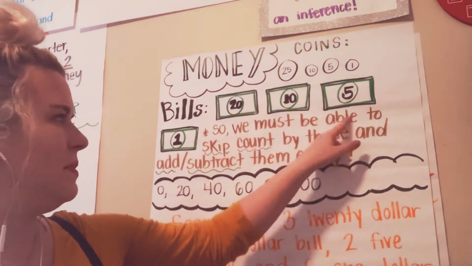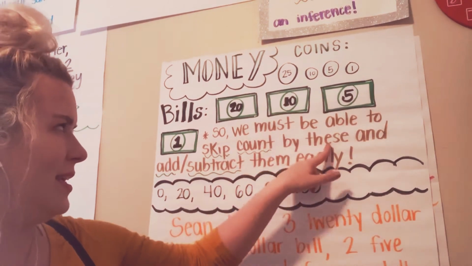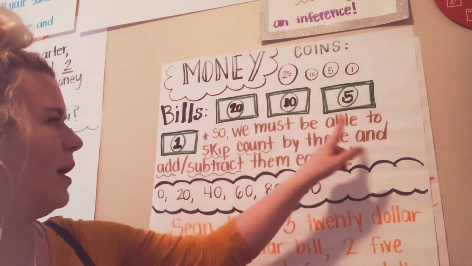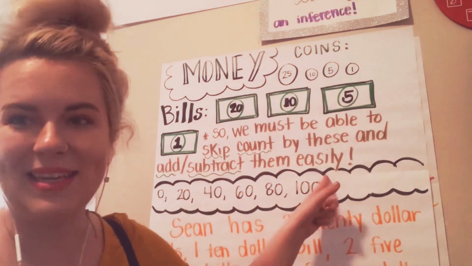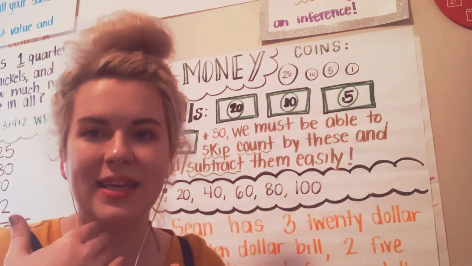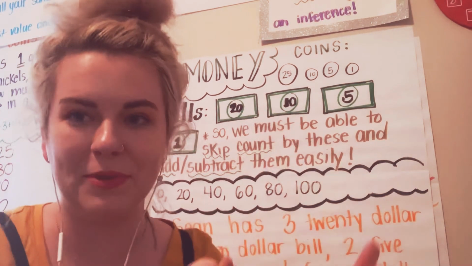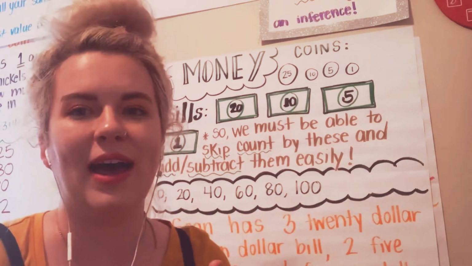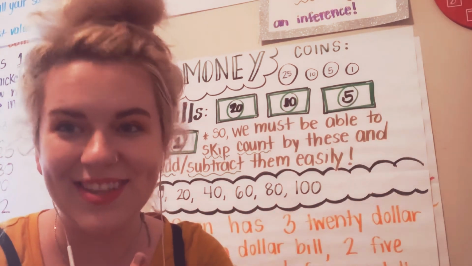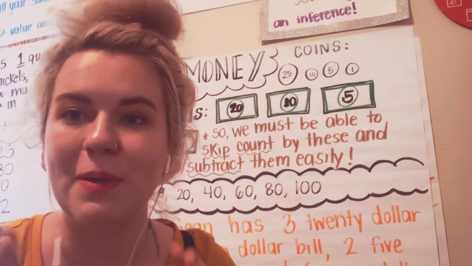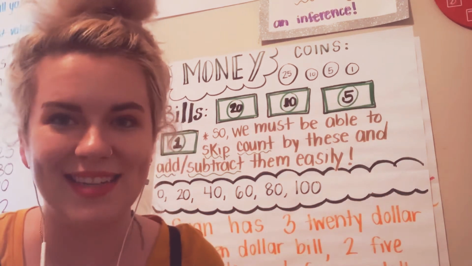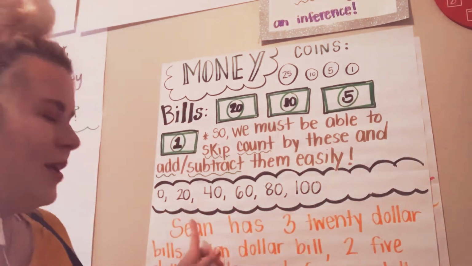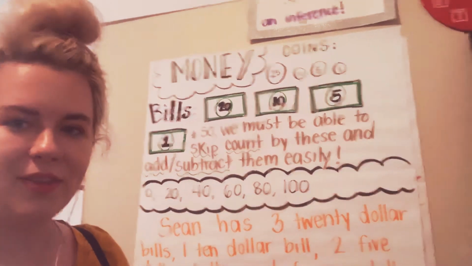Remember, we must be able to skip count by these, skip count by 20s, by 10s, by 5s, counting up by 1s, and add and subtract them easily. So we might be counting up by 20s, and you'll have to be able to switch and count up by 10s, and then switch and count up by 5s. So it takes a lot of math skill to be able to do this, but most of all, it takes being able to pay attention, okay? So you have to think about problems carefully. So let's read this word problem together.